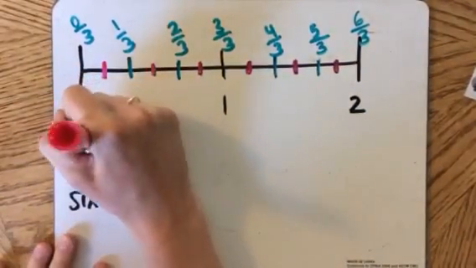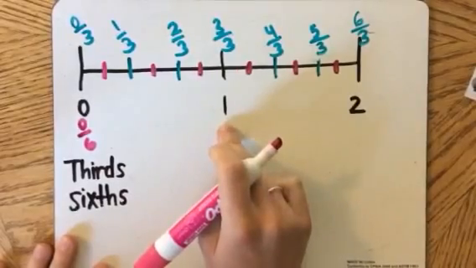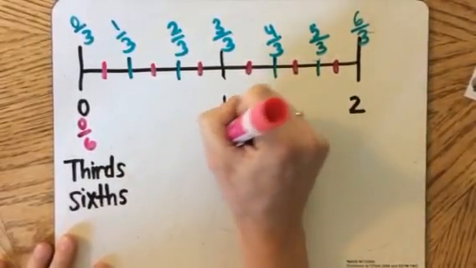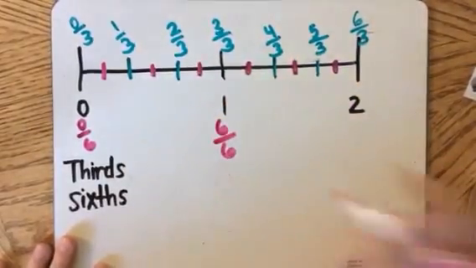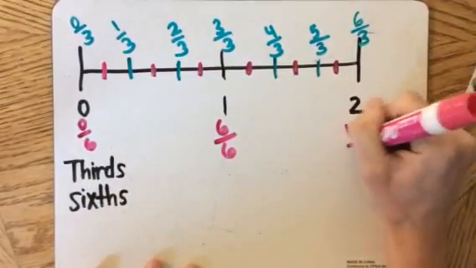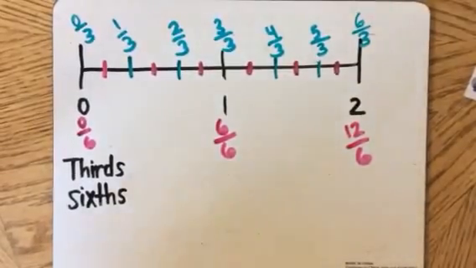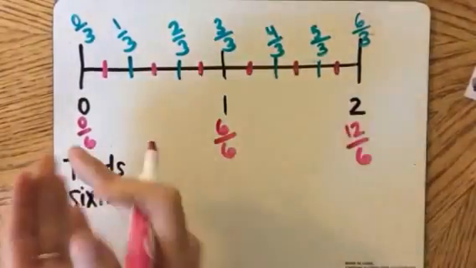So here I have 0 sixths. At 1, how many sixths will I have? I'm going to have 6 sixths. I know that makes a whole. And if I have 2 wholes, I'll have 12 sixths because 6 times 2 is 12. Okay, those are my anchor ones that I filled in first.